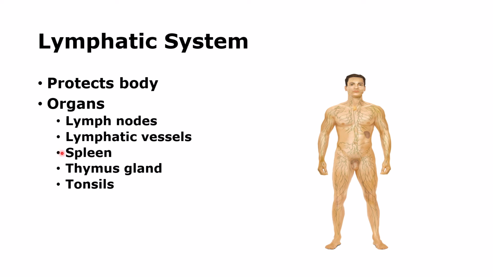So then there is a spleen there. This is a solid organ. This is in the abdomen, and that is destroying old red blood cells. Also has an immune function. And the thymus is here in the chest, and that is also during childhood it producing lymphocytes that are important part of the immune system.